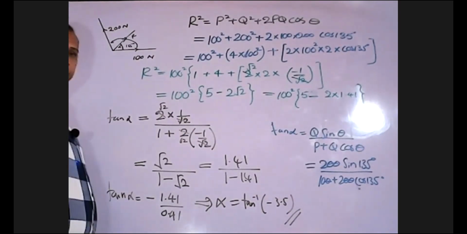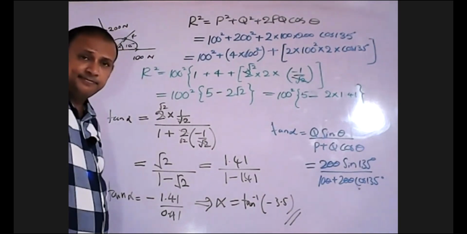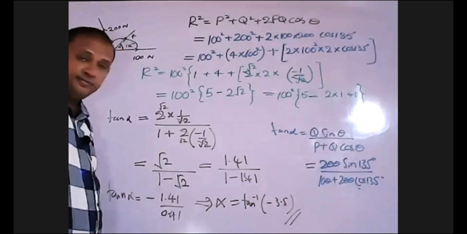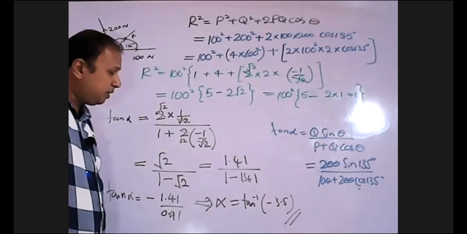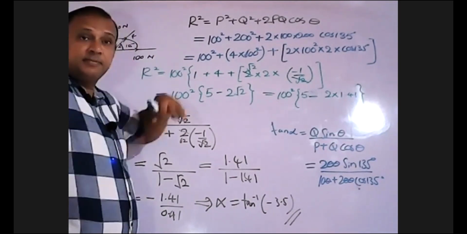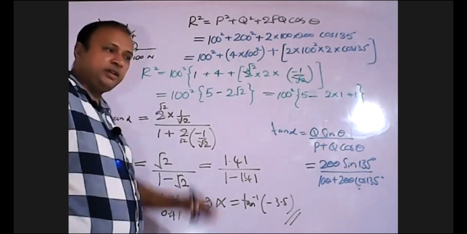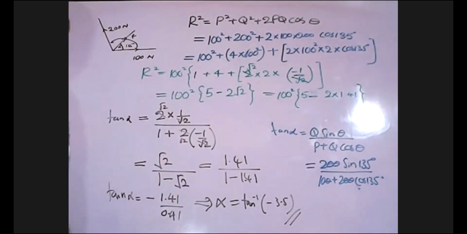Okay. Why this minus? It is minus because this angle must be an obtuse angle. That means it belongs to quadrant 2, more than 90 degrees. Okay, it can happen, no?